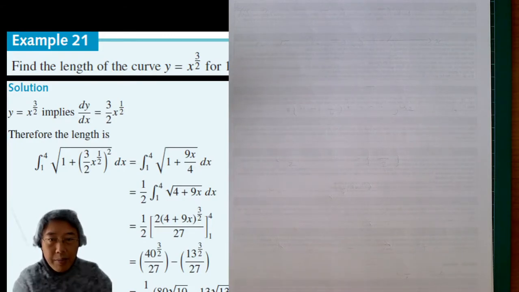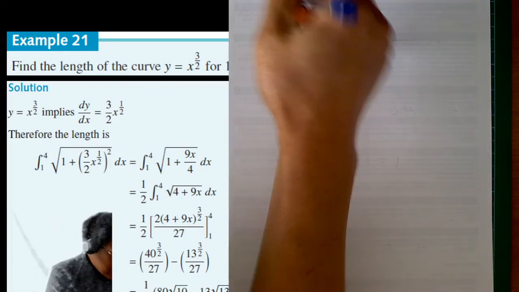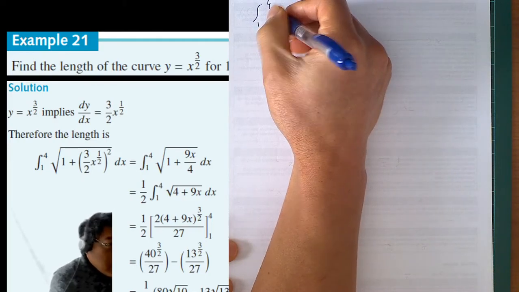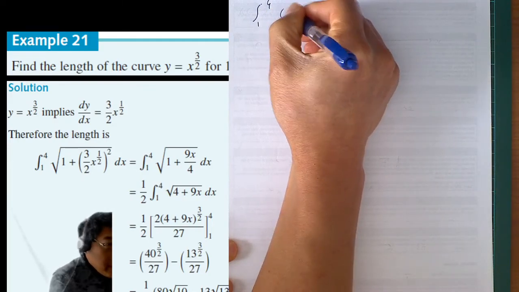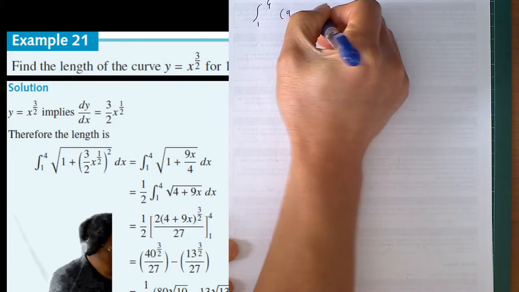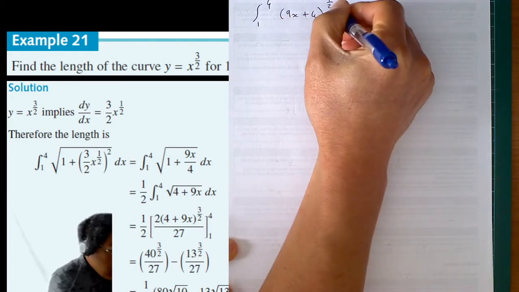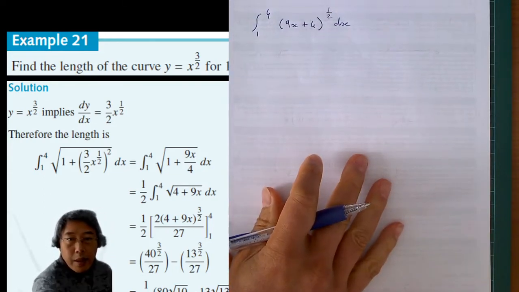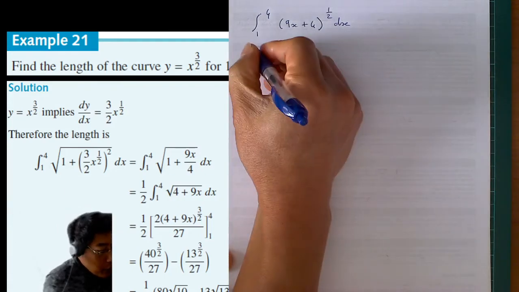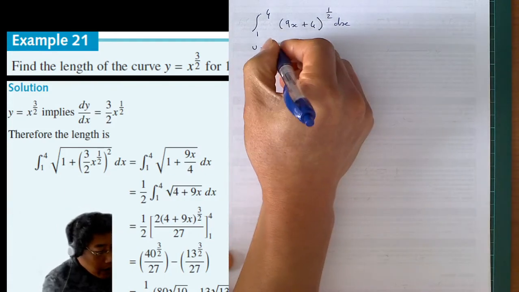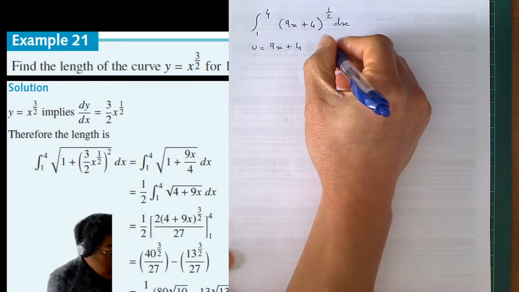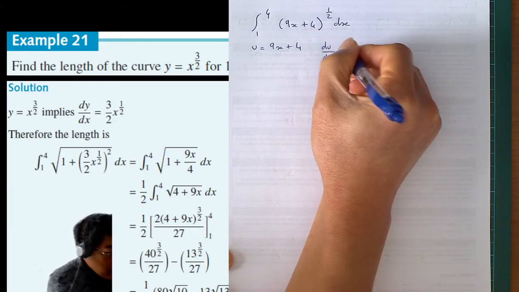I want to go from that step down to that step. So I'm going to just extract that integral from 1 to 4 of, I do like to have the x in front, so I'm going to write 9x plus 4, the square root is the power 1 over 2, and then it's dx. Okay? Now, the way you would usually do that is you do a substitution. u equals 9x plus 4. Okay? du over dx gives you 9.